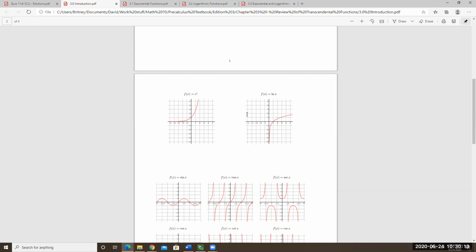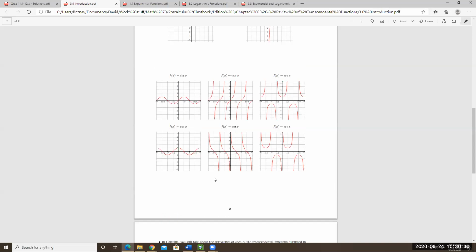And in the same way, all logarithmic functions have this shape. This one right here is the natural log. This is a log base e. But a logarithm of any base is going to have this shape, right? So you should memorize those two shapes. And then you have the 6 trig functions, right? So you should memorize the shapes of these 6 graphs as well.